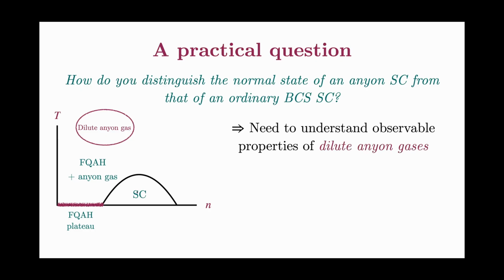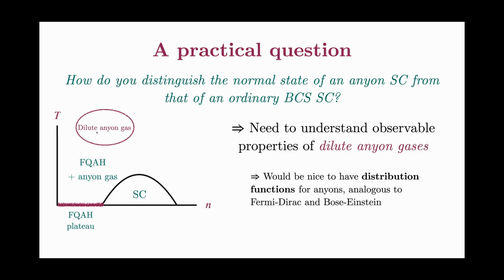And in order to make sense of the physics of this phase diagram and how you might distinguish practically this phase diagram from a traditional phase diagram for superconductivity, we need to actually understand observable properties of this anyon gas normal state. Okay. And in particular, the subject of this talk is going to be the regime of very low density and very high temperature, which I term the dilute anyon gas.